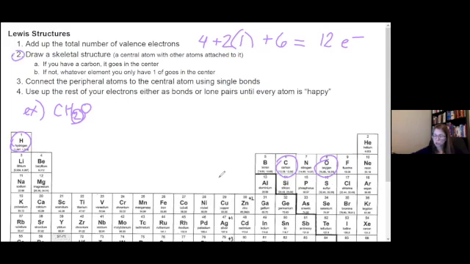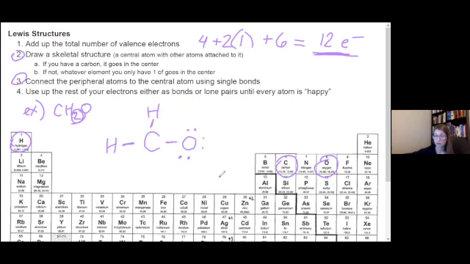For drawing my skeletal structure, I have a carbon, so it's going to go in the middle. You can put a hydrogen on the left, a hydrogen on the right, top, bottom, doesn't matter. And you also need an oxygen. So we're not doing any long lines, long strings. We need everything to connect to the central atom. So that would be a reasonable skeletal structure. Then we want to do step 3, connect the peripheral atoms to the central atom using single bonds. 1, 2, 3. Now we just need to use up the rest of our, in this case, 12 electrons. So we've used 2, 4, 6. I need to use 6 more to have used 12. 2, 4, 6, 8, 10, 12.